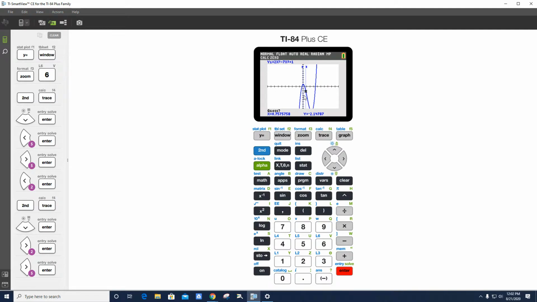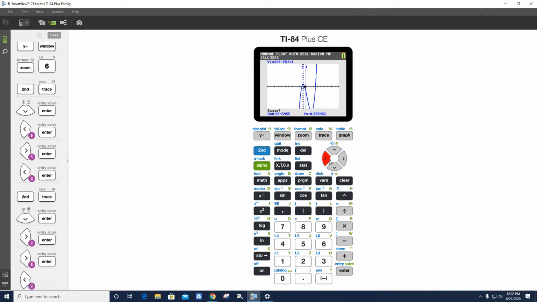If you ever get an error message that says error boundary, it generally means you accidentally started by having your cursor on the right side of your x-intercept, then you moved it to the left, and you always want to follow the prompts. The prompts always have you start on the left, then go to the right, and then finally guess. Okay, again, that second x-intercept would be roughly 0.40, comma 0.